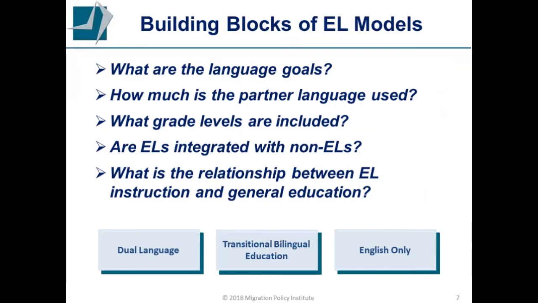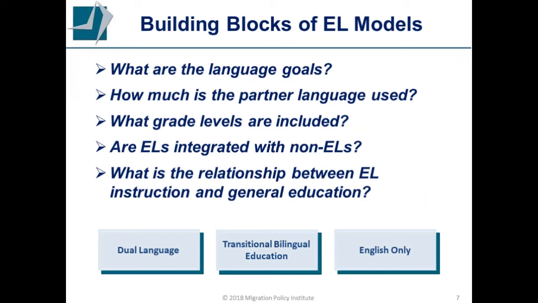Great, thank you so much, Margie, and thanks everyone for joining us. I'd like to start by describing three basic types of EL instructional program: dual language, transitional bilingual education, and English only. It's important to know that all three approaches aim for English learners to become fluent in English.